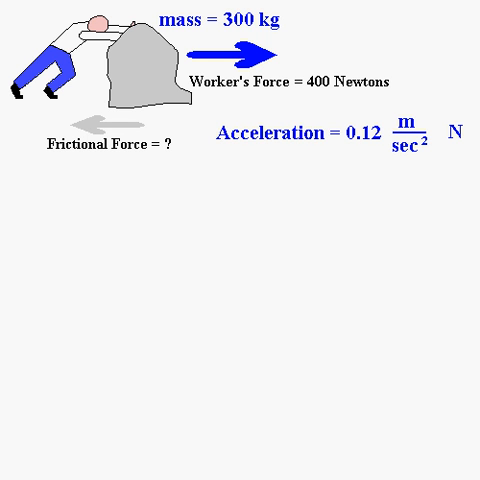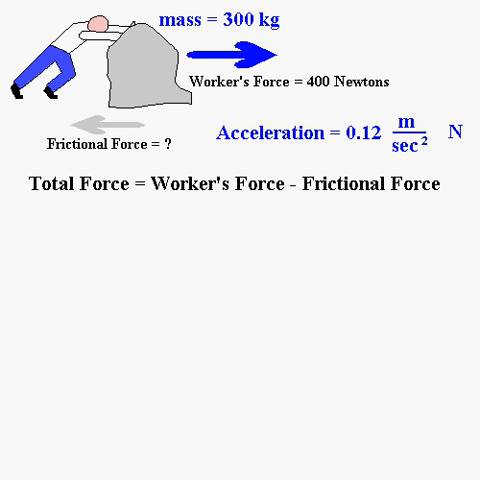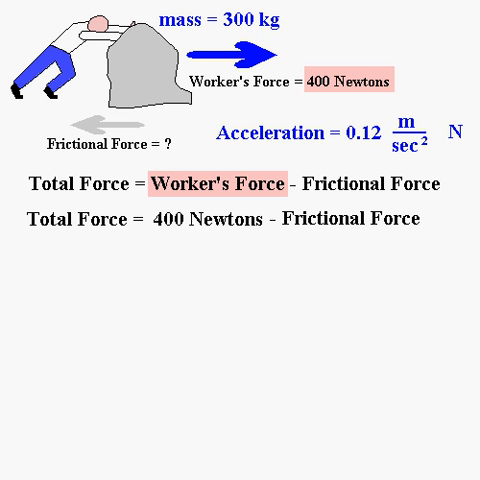Well, first we have to think about what we've just learned. Forces add and subtract. So I've got two forces working on this rock, the worker's force and the frictional force. They're opposing one another. So the total force that's acting on this rock is the worker's force minus the frictional force. Now we know the value of the worker's force. That's 400 newtons. So we could stick that into this equation and get that the total force is 400 newtons minus the frictional force.